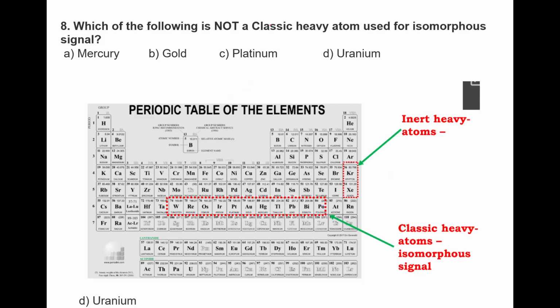Which of the following is not a classic heavy atom used for isomorphous signal? So this also I have taken from Sir's slide, where he was mentioning the different classic heavy atoms which, if you replace the atoms in your crystal with them, will form an isomorphous replacement. Among all these options, uranium is not present, and it is a very hazardous metal as well. So the D option is the correct option.